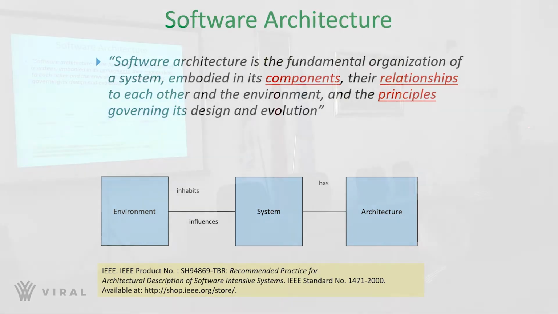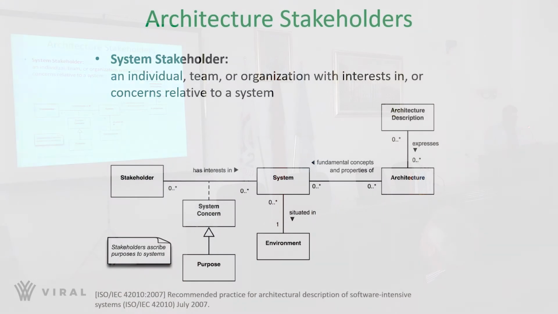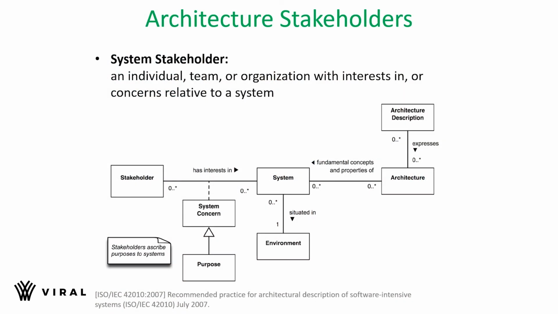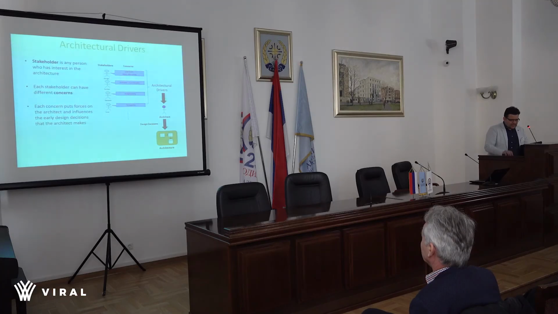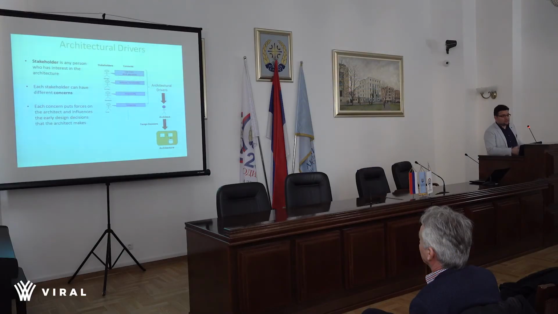Sometimes you can have a very small-scale software system, but it still has a software architecture. And of course, we have different stakeholders. Stakeholders are individuals or teams or organizations which have a common interest with the system. And sometimes the interests of stakeholders can be contradictory, and as the software architect, you're responsible to resolve these problems. And as you can see, these architectural drivers will be handled by the software architect, and then we will come up with a good software architecture so that the system is maintainable and extensible.